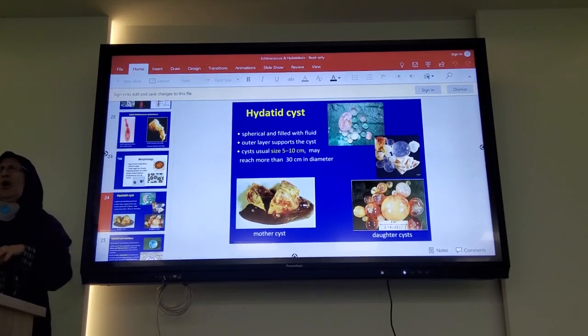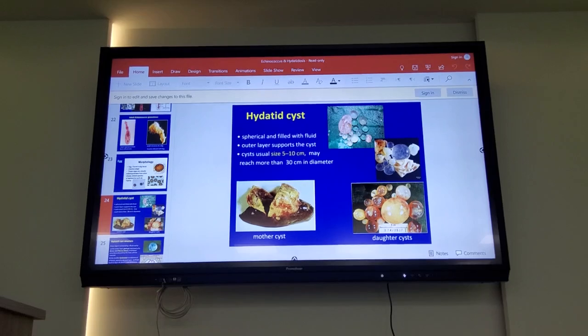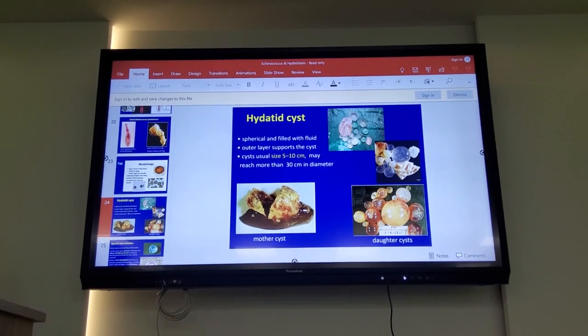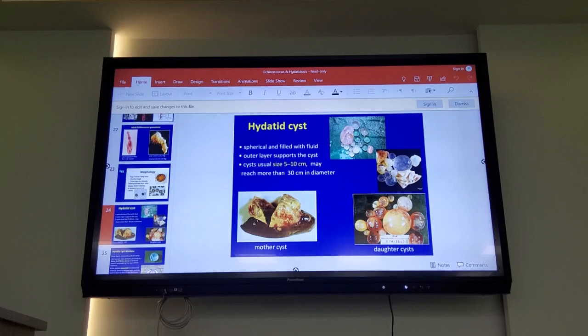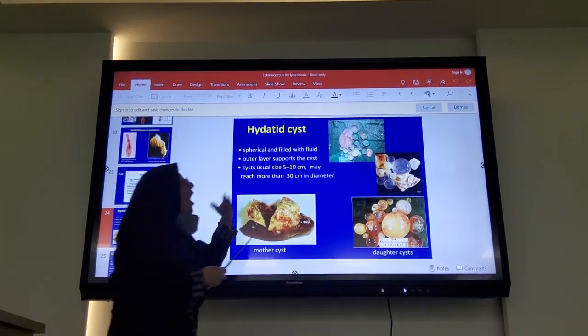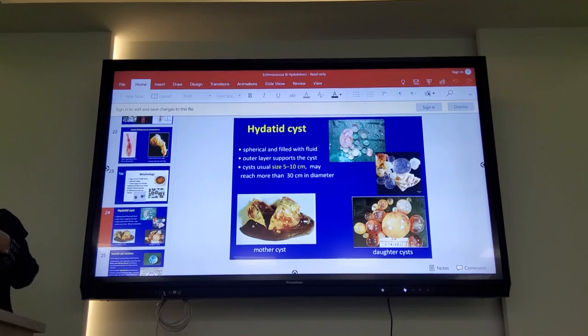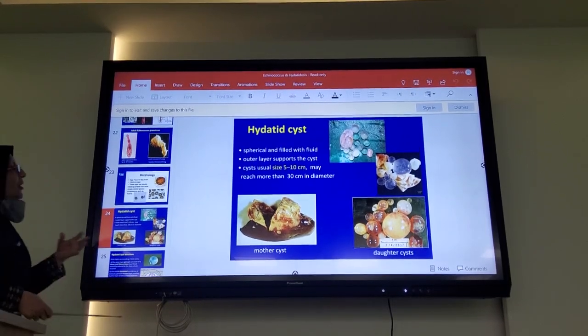Hydatidosis. Do you know, or can you guess, what is the actual meaning of hydatid? It is related to the fluid. The cyst is full of fluid. So hydatid means a cyst which is full of fluid. Inside the cyst, there are the parasites.